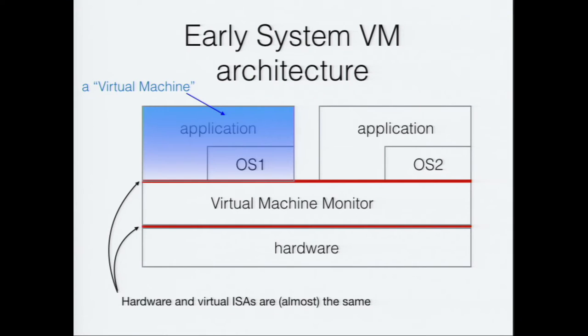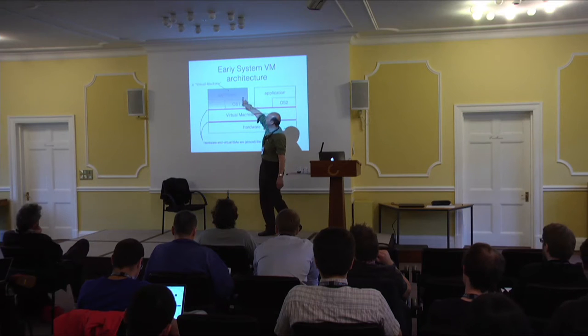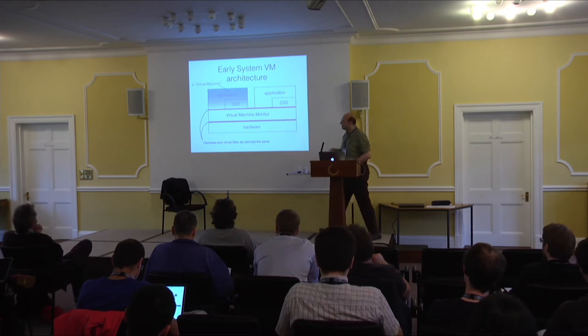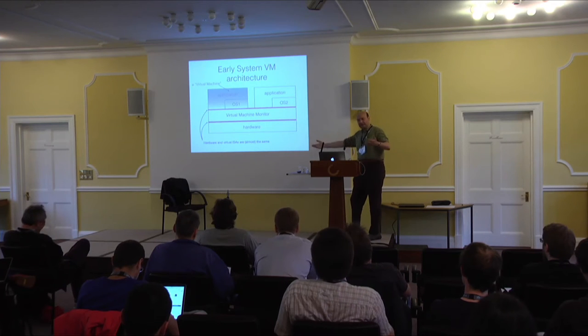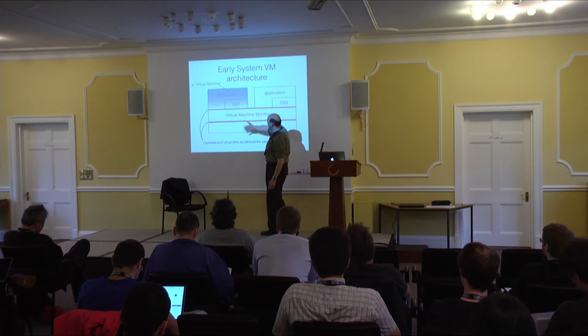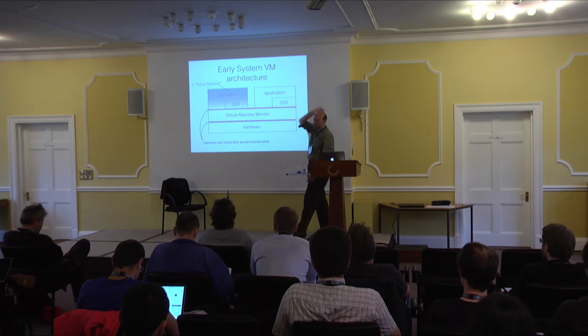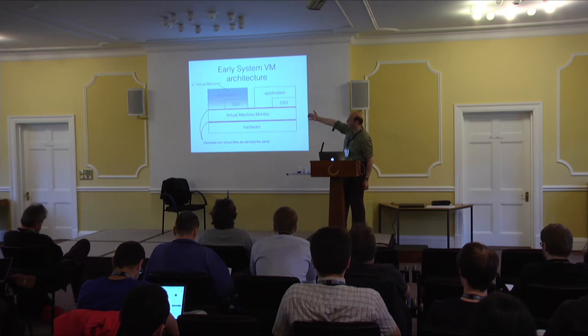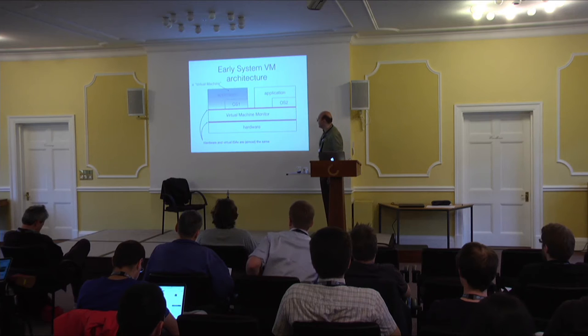So in this picture, the contents of this box was called a virtual machine. So the virtual machine was not the software that ran the instances, they were the instances themselves. So in this picture, there are two virtual machines, and the way to think of this is it's like a real machine, only, well, it's virtual, right? You have one physical machine, but two virtual machines here, or potentially many of them. And the virtual machine monitor is the thing that mediates amongst all of these application OS packages.